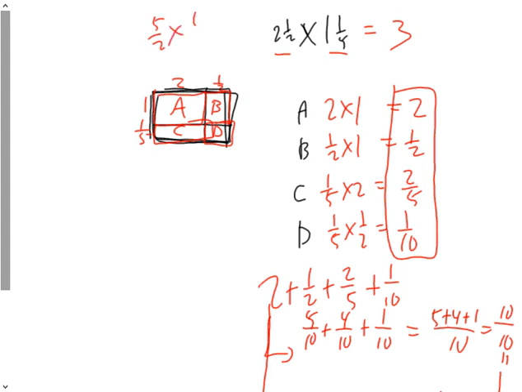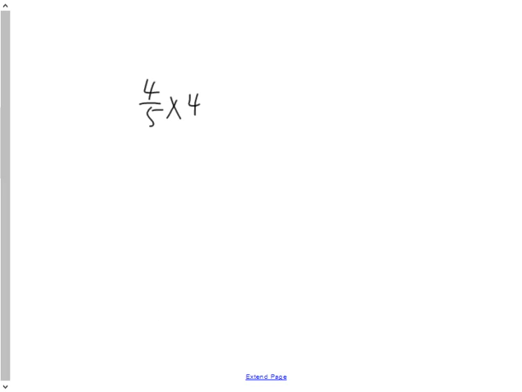5/2 multiplied by 6/5 would be 30/10, which would be equal to 3. Okay, this is question number 13, or the first question on the second last row, 4/5 times 4. This is from chapter 6.1.